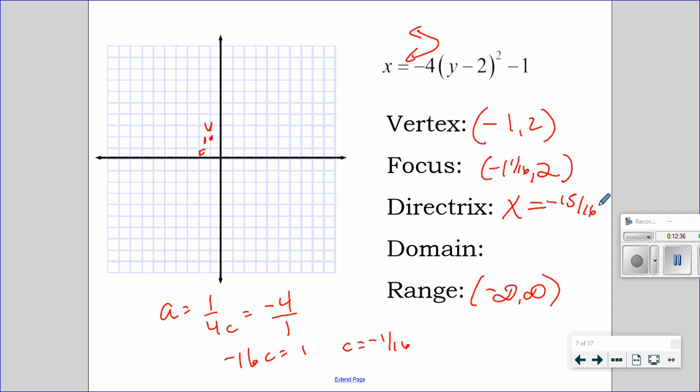-15/16. So my directrix, again, it's hard to draw it when it's in there, right? But x equals that. So if I go up 1 and over 1 and then 4 units, again, it shows me that it's a thinner parabola opening to the left. So domain is -infinity up to -1 closed.